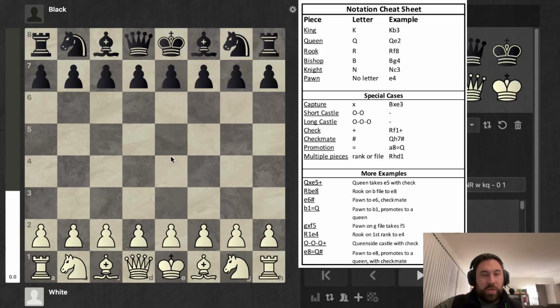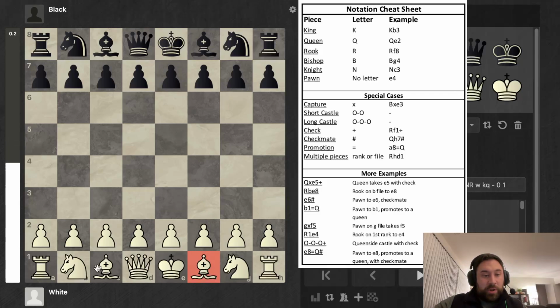Okay. Now let's pretend that we're talking about our queens. Queen gets the letter Q, as you can see in that cheat sheet. Let's say black moves their queen here. Again, we're just pretending. This square is G5. So we would say QG5. That's how we would write that move down. Okay. Good. The king and queen are pretty easy.